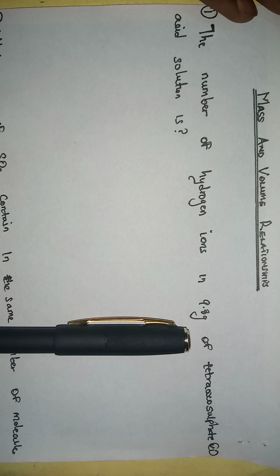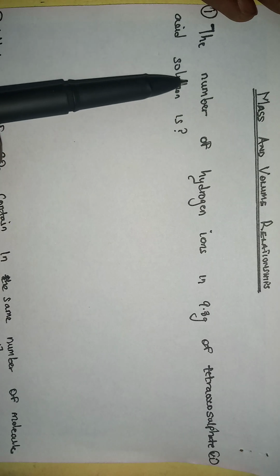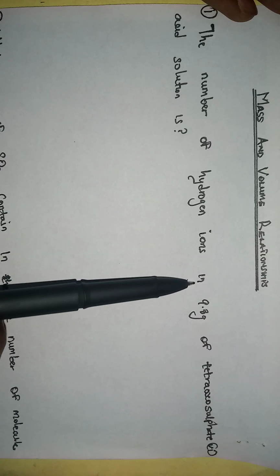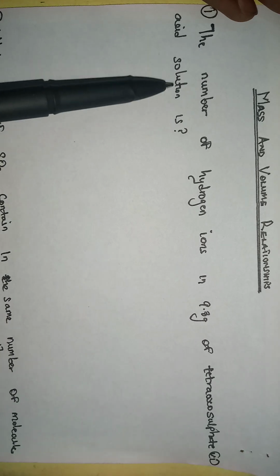In today's video, I'll be talking about the mass and the volume relationship. So we have two examples here. Let's take a look at the first example. The first example says: find the number of hydrogen ions in 9.8 gram of tetraoxosulphate-6 solution, that is, the number of hydrogen ions that we can get in tetraoxosulphate-6 acid. This is an example under the mass and volume relationship in chemistry.